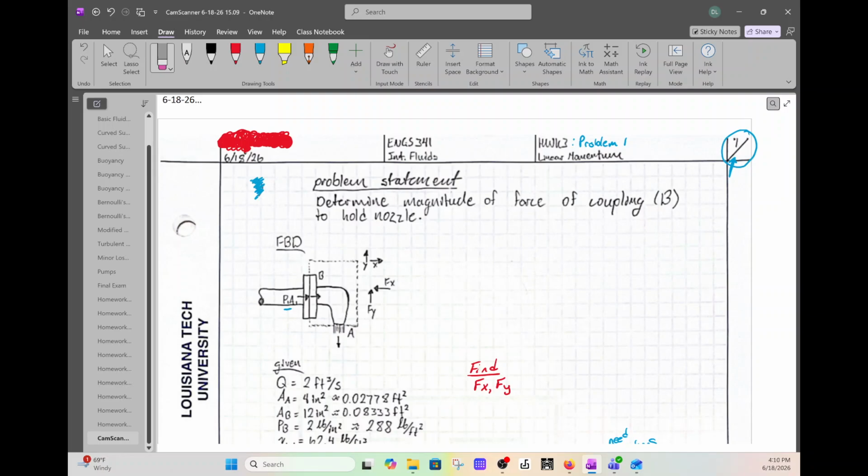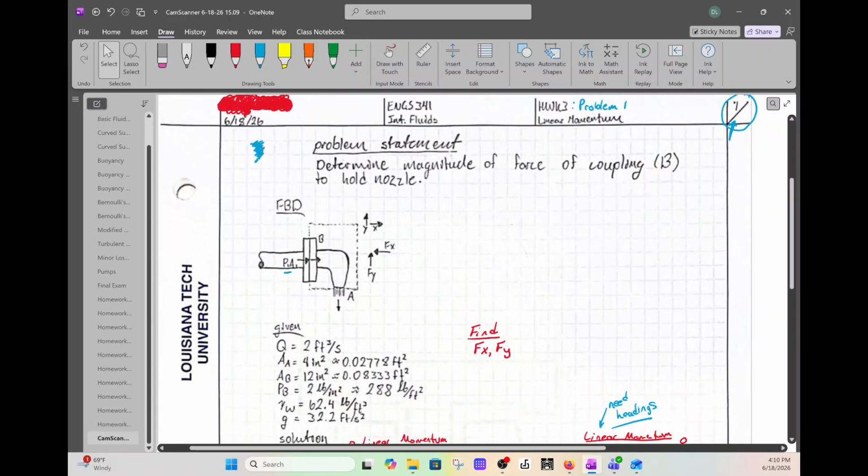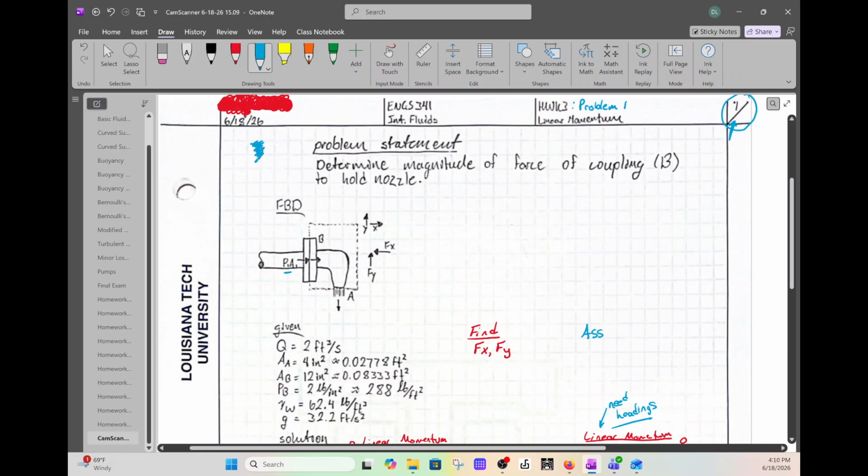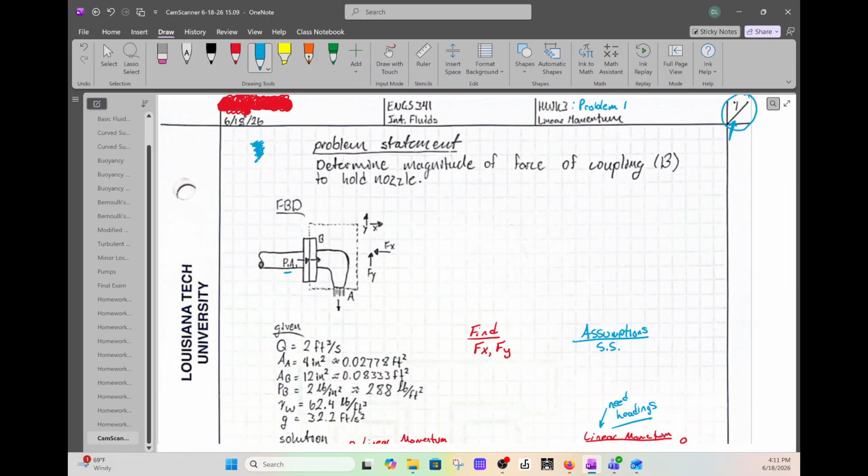The only thing that I noticed is you didn't have a find. So just make sure you put find and what you're looking for. You can do assumptions as well. I didn't put that here. So this would be steady state and incompressible. Steady state means conservation of mass: what comes in must come out. And incompressible means the density of the liquid is going to be the same. It's not going to change.